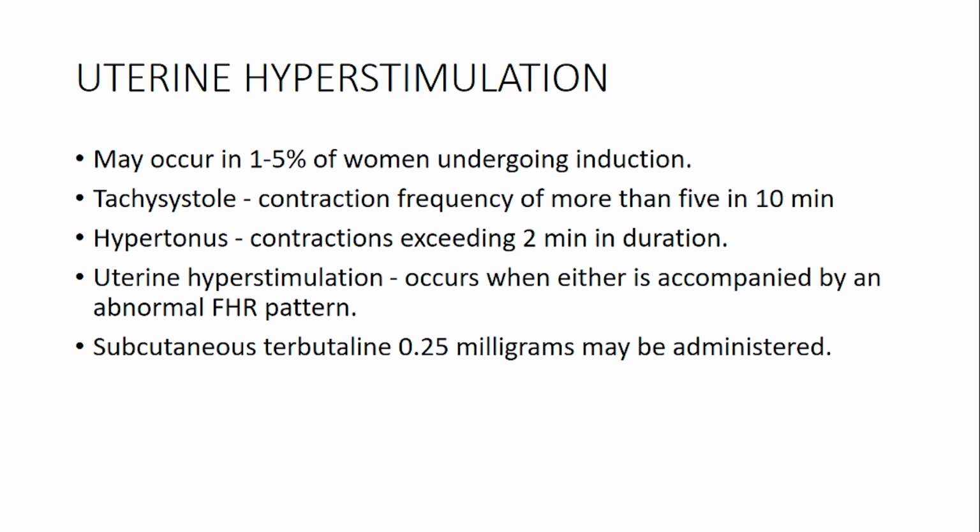Uterine hyperstimulation may occur in about 1 to 5% of women undergoing induction. It can occur with hypertonic uterine contractions and be accompanied by an abnormal fetal heart rate pattern. When this happens, it can be subdued by giving 0.25 milligrams of terbutaline subcutaneously to ameliorate it.